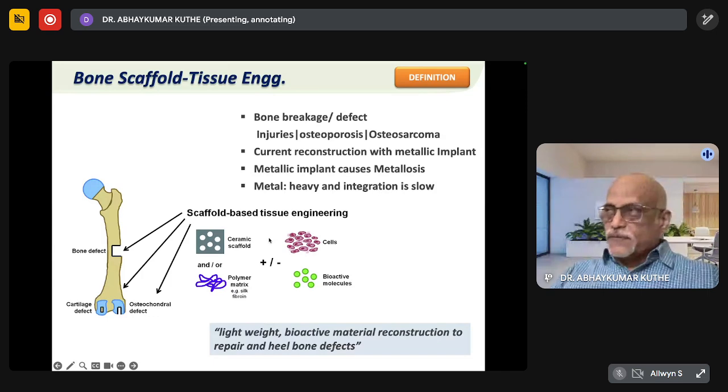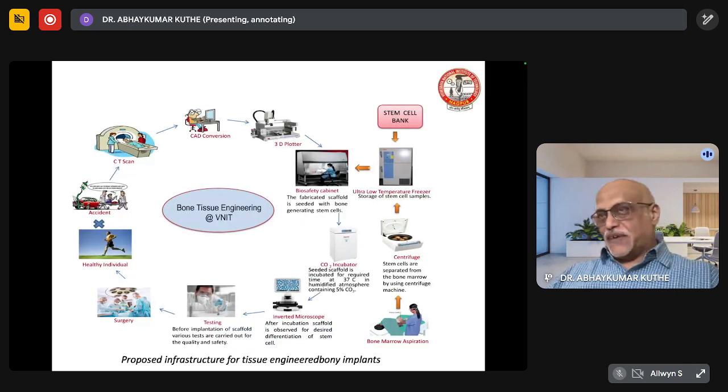If the cells start growing inside the scaffold, and in the long run that scaffold gets degraded, then ultimately you will get the complete part developed with bone tissue. And I'm talking about bone tissue regeneration only at this moment. This is a very interesting point, and that is what we are also working on at VNIT. So again, I'm going to show you the bone tissue engineering that we are practicing at VNIT.